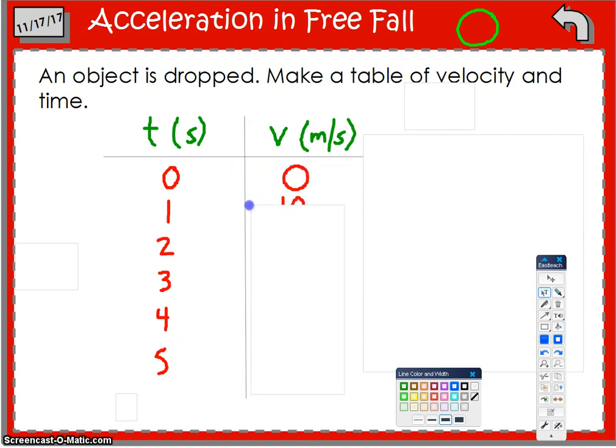It starts from rest because it was dropped. Then after 1 second, it's going 10 meters per second. 20 meters per second. The velocity is changing at a very specific rate. That's acceleration, folks, and that's free fall, folks.